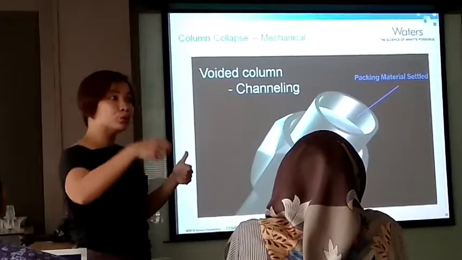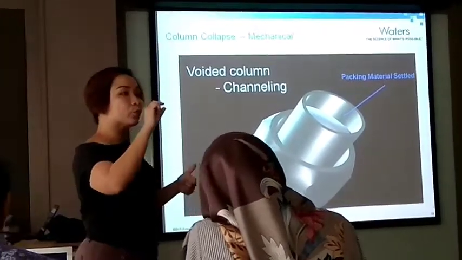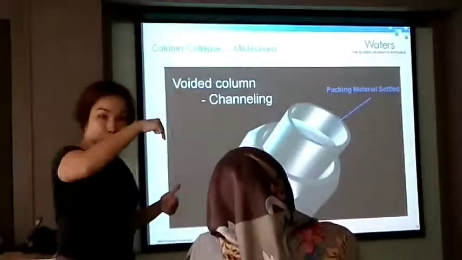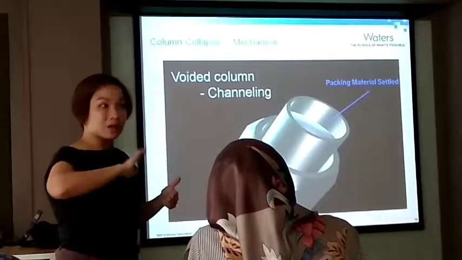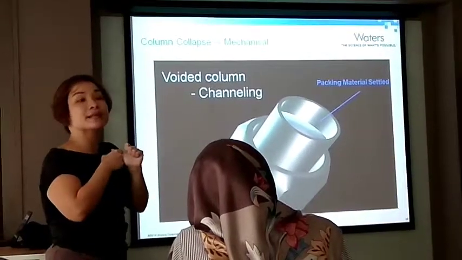The reason why the column collapses is, first, the pressure that you use on this column is too high. For most columns, the manufacturer will tell you the maximum pressure that you should use. Never go above that pressure, because it will collapse the column. The pressure is too high.